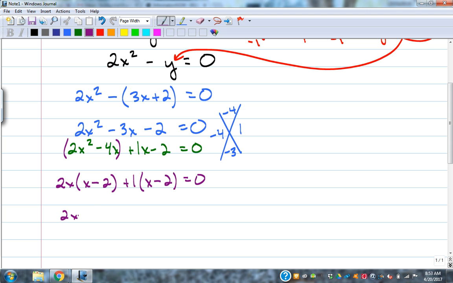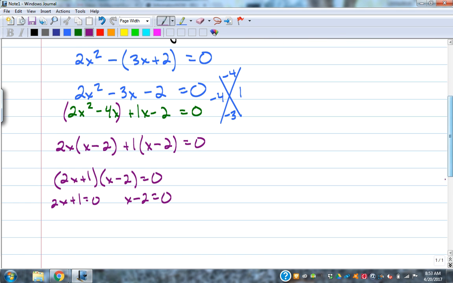So here we have 2x plus 1 and x minus 2 are factors. Set those factors equal to 0, and we get two solutions there. We get x is -1/2 and x is 2.